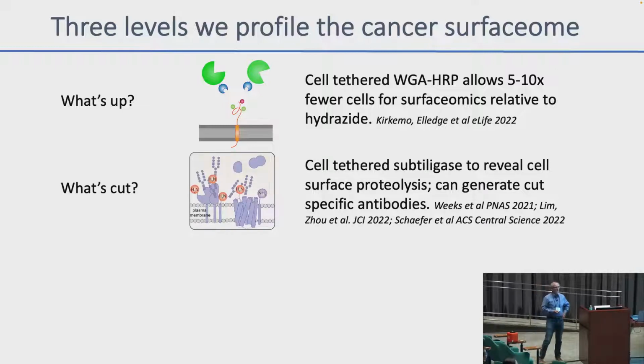Another very important process that happens on the cell surface in health and disease is proteolysis. There are 500 proteases in the human genome. Most of them have their active sites facing outside, and they're highly regulated, and they are induced to be active in certain disease situations, especially cancer, for instance. And so we've developed a cell-tethered peptide ligase called subtiligase that will allow us to do what's called N-terminomics, tag the N-termini of proteins.